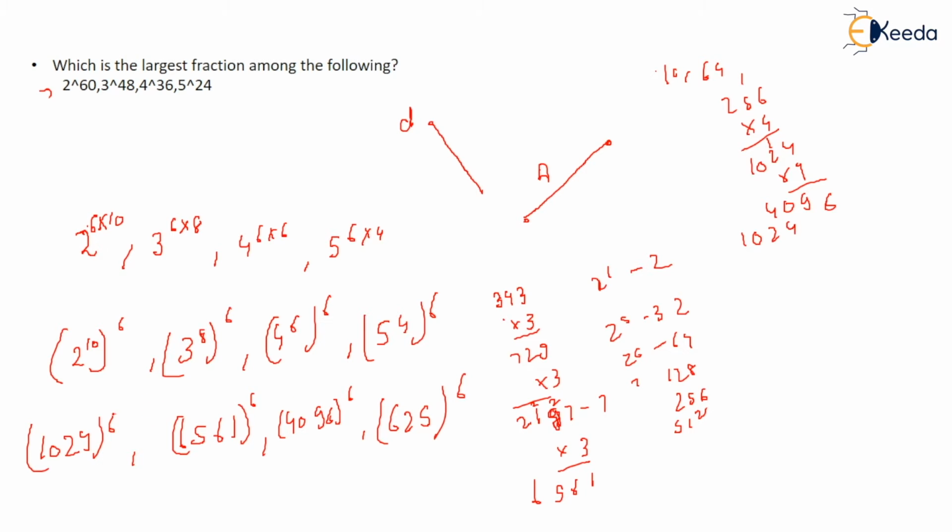Now you can see their power is common, so you can compare which is the highest. This one is the first highest, second highest is this, third is this, fourth is this. So if they ask you in ascending order, from smaller to bigger, then first smallest, second smallest, third smallest, and the largest. And if they ask for descending order, first will be this, second will be this, third will be this, and fourth will be this. So this is how you need to solve this question.